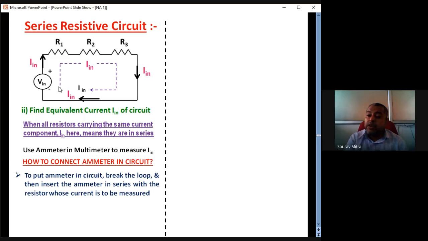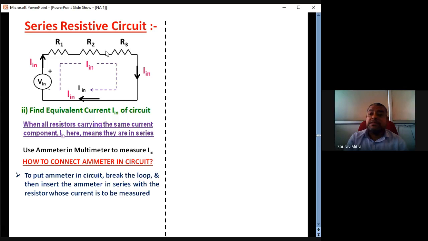You break any of these joints and the circuit becomes an open circuit. Circuit is not carrying any current in that case because circuit is broken. And in that joint you have to insert the ammeter. This is a very important thing. Don't connect the ammeter in parallel. Don't connect the ammeter like this. In that case the ammeter will burn and it will go bad in no time.